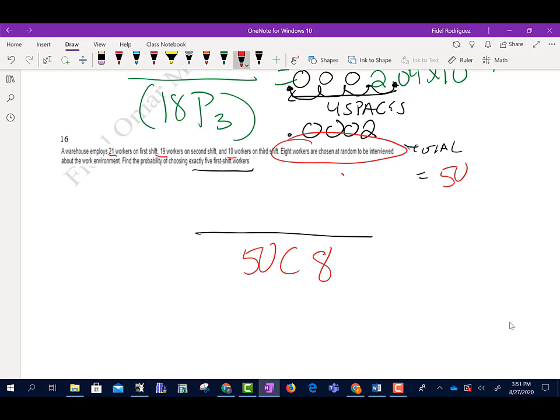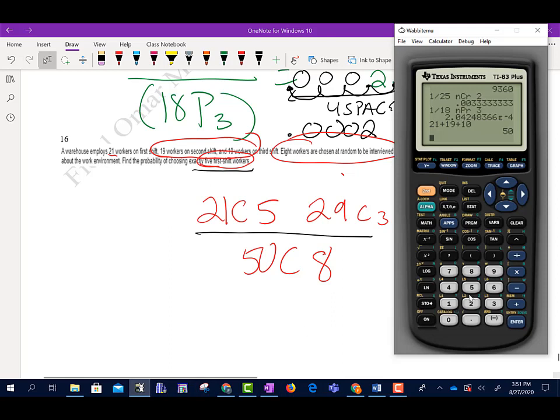Okay. We want to find the probability of choosing exactly 5 first shift workers. So out of the 21 that work on the first shift, we're going to choose 5. Now, the other 3 are going to come from the second and third shift. So these, what's that, 29 workers now? We're going to choose 3. Okay. So let me grab my calculator again.